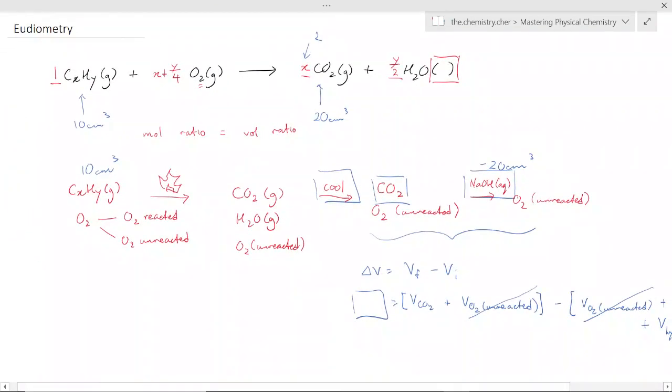With that, those are the concepts and ideas behind eudiometry. Use this idea of determining what species are present at each stage to know how to solve different eudiometry questions.